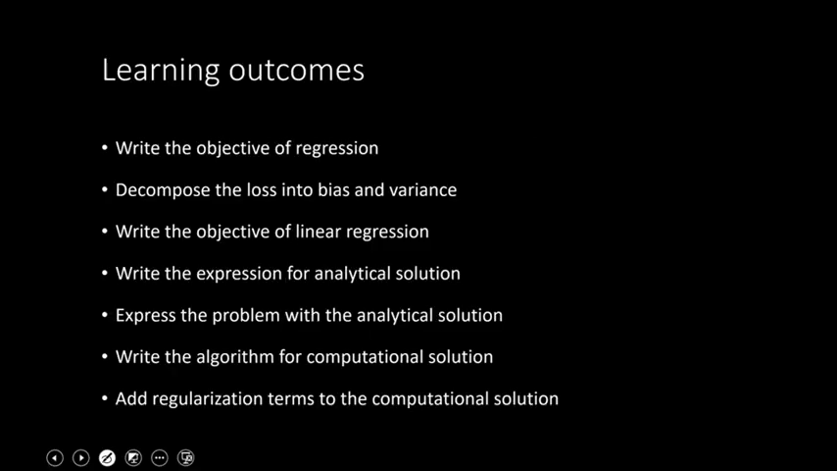So the objectives of this module are that the student should be able to write the objective for the regression function, and the student should be able to decompose the loss function of a regression equation into its bias and variance terms. We will talk about what is bias and variance, and also write the objective of the linear regression function.